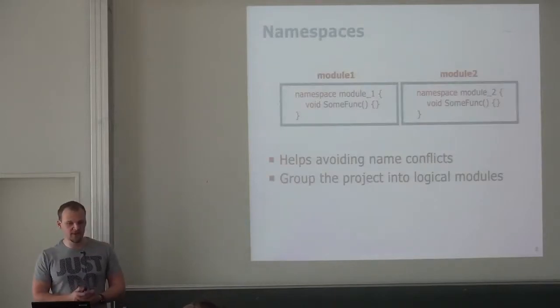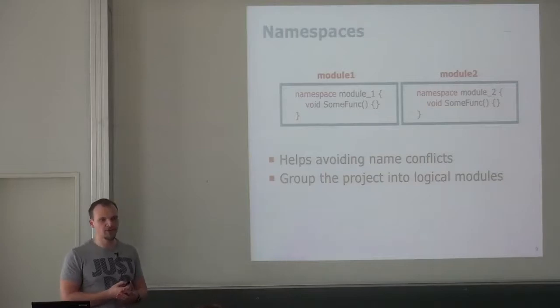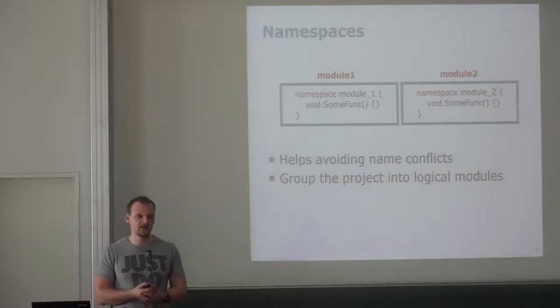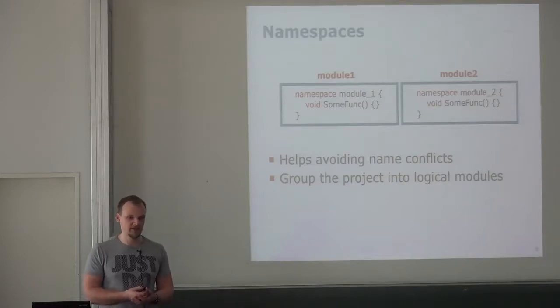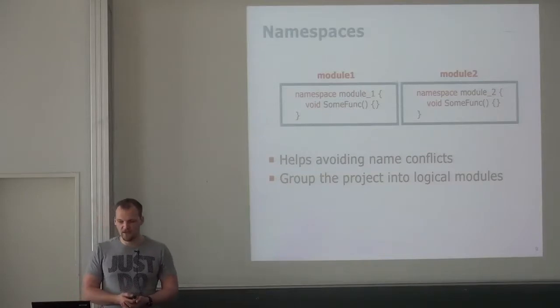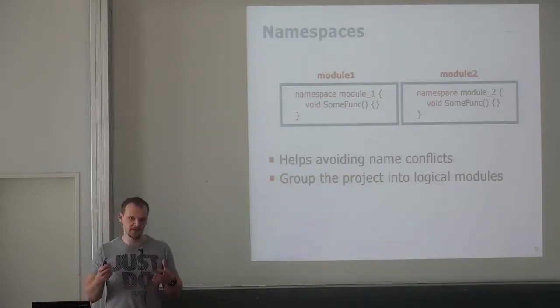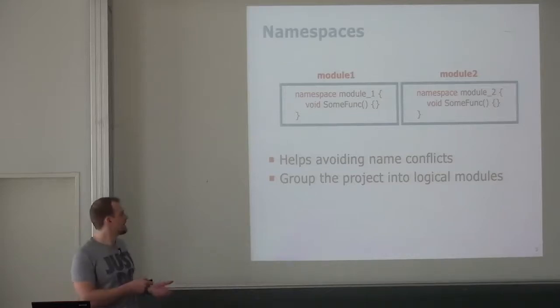I want to talk about namespaces a little bit. We have actually seen them already. Whenever you use cout, cin, and endl, you're using a namespace. You're using the std namespace, this std double colon something. It's just because those functions are defined in a namespace. You can also define your own namespaces. So for instance, there can be module 1 and module 2, and they can have different namespaces.